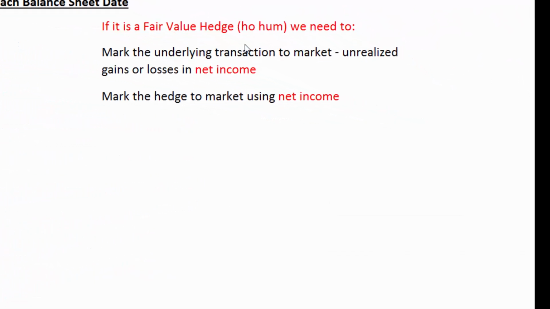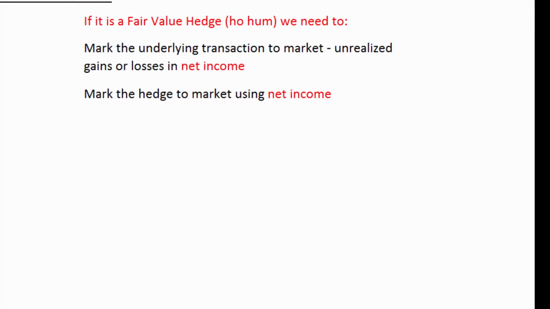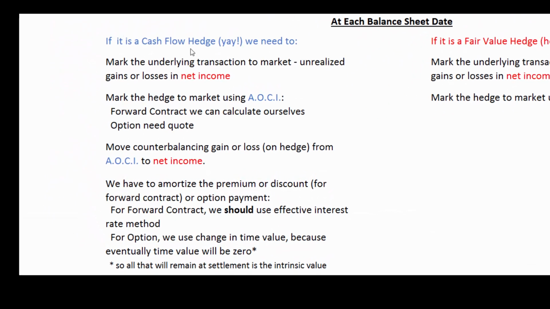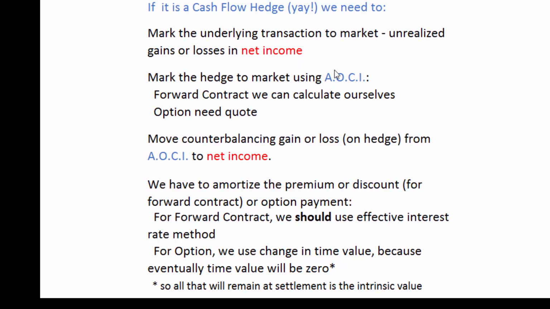So a fair value hedge is just a fine hedge, but it's going to have timing problems. If we want to use the Mercedes-Benz of hedges, we'll use the cash flow hedge. At every balance sheet date, we'll mark the underlying transaction to market. We'll use AOCI to mark our hedge to market. We'll take whatever we need out of the AOCI garage to offset whatever happened on the underlying transaction. And then on the forward contract, we should amortize using the effective interest rate.